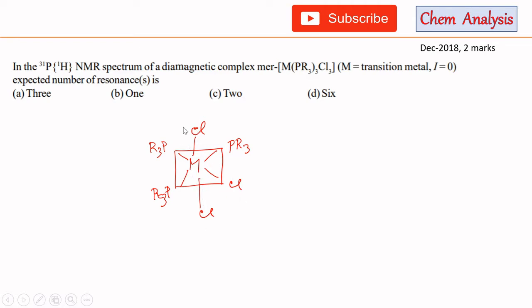And in this complex, in phosphorus NMR, we can see that these two PR3 ligands are equivalent, and this is different to those two PR3 ligands. So these two PR3 ligands will give one peak, one resonance, and this PR3 ligand will give another resonance. So as a whole there will be two resonances in this meridional complex.